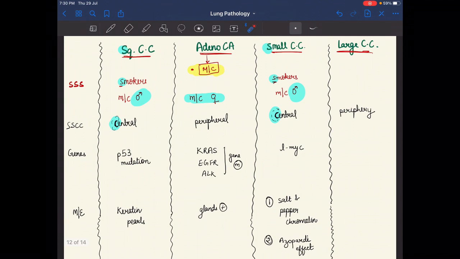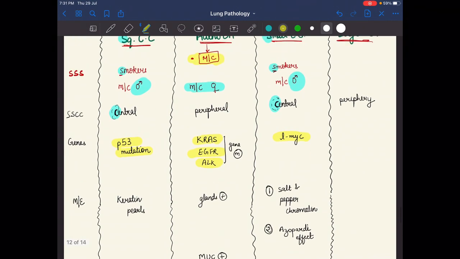Now the genes involved. For squamous cell carcinoma, P53 mutation is there. For adenocarcinoma, KRAS, EGFR and ALK gene mutations are seen. So in adenocarcinoma KRAS, EGFR and ALK mutations are seen, while in squamous cell carcinoma P53 mutation is seen, and in small cell carcinoma L-MYC gene mutation is there. L-MYC mutation is seen with small cell cancer.